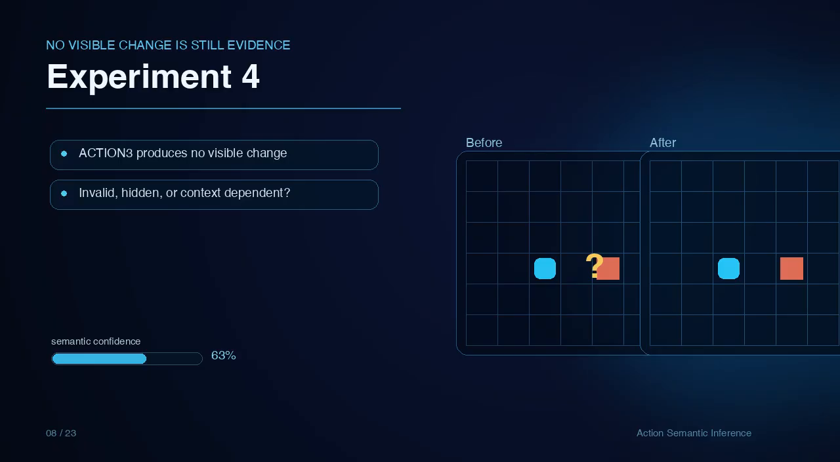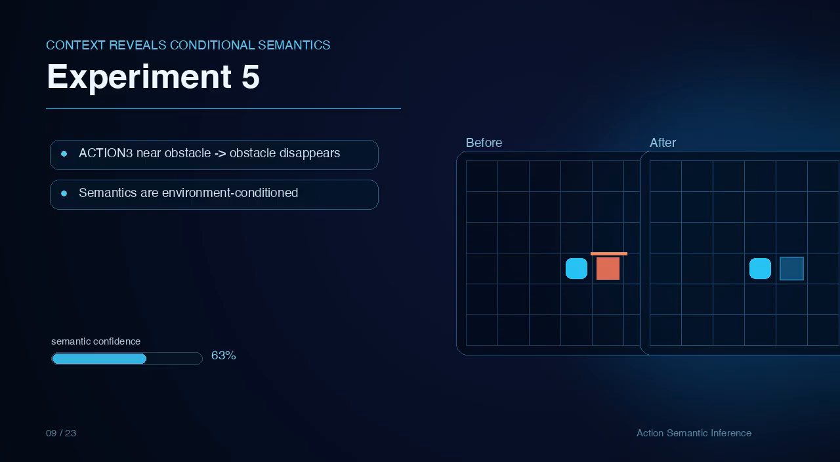From these deltas, ASRA forms semantic hypotheses. Action 1 is likely move up. Action 2 is likely move right. Action 3 is not simply no up. It is closer to conditional destroy. The system does not hardcode the interpretation. It maintains competing explanations and updates them as new evidence arrives.